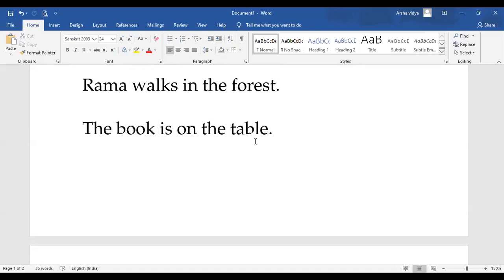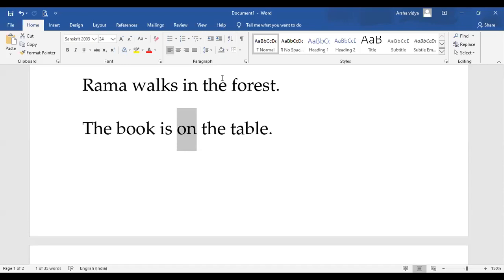So in "on the table", the preposition "on" should precede the word "table" and is connected to the table. The preposition "on" is connected to the table and it is placed before the word table, not after or anywhere you like. You cannot say "on the book is the table."